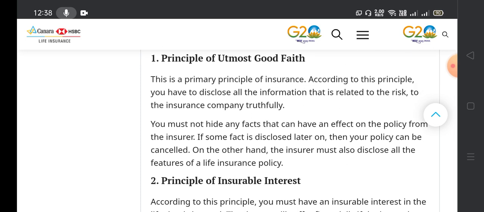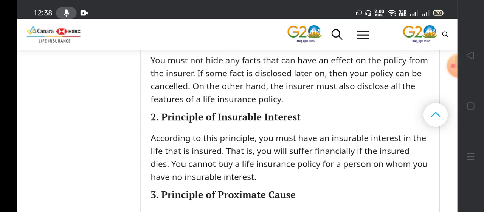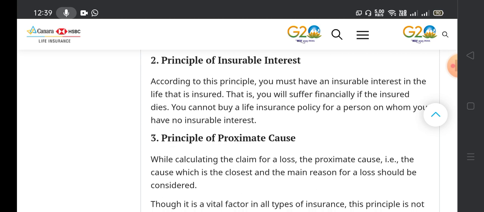Number one is the principle of utmost good faith. This is the primary principle of insurance. According to this principle, you have to disclose all the information that is related to the risk to the insurance company truthfully. You must not hide any facts that can have an effect on the policy from the insurer. If some fact is disclosed later on, then your policy can be cancelled. On the other hand, the insurer must also disclose all the features of a life insurance policy.